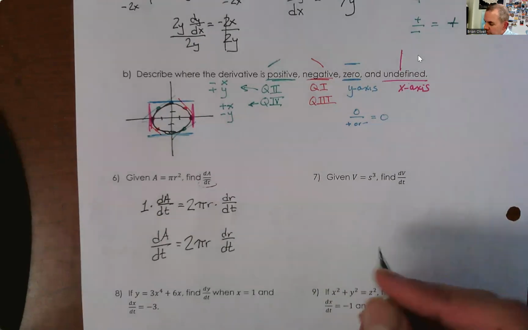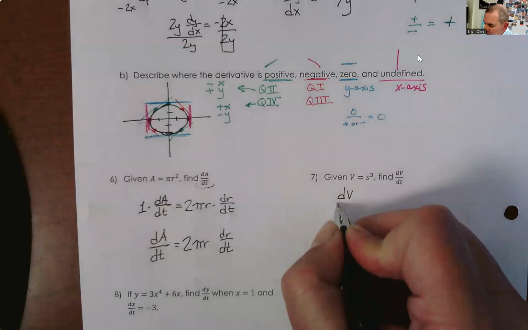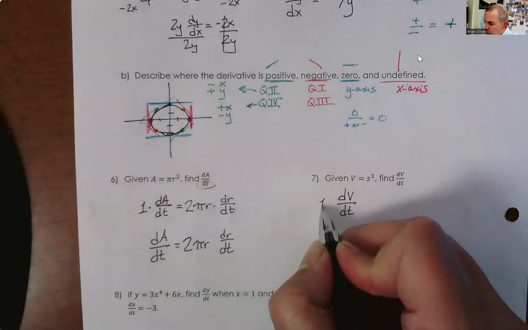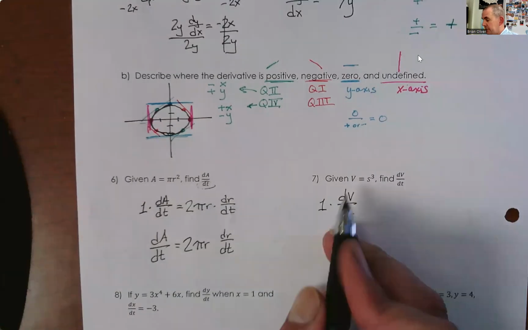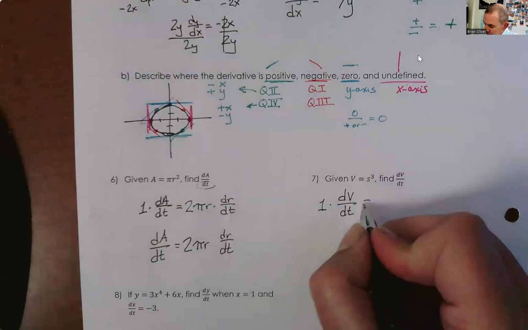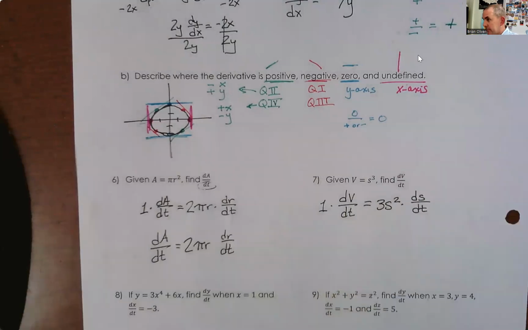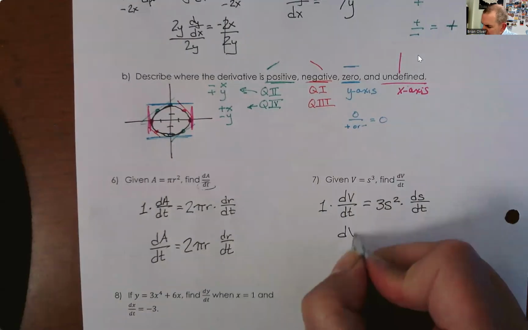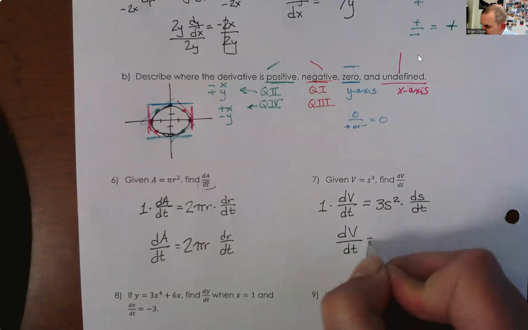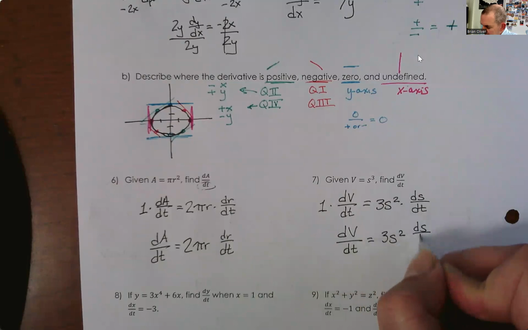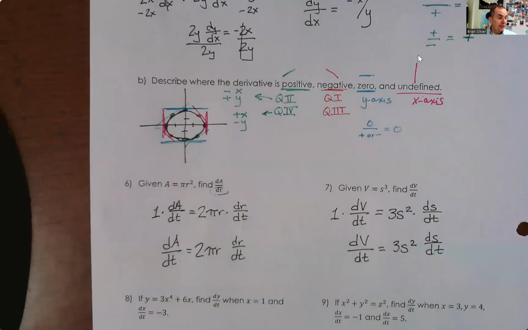And last but not least, this one, the derivative of V with respect to t. So the derivative of volume with respect to time, because it's 1 times dV/dt, the derivative of V, equals 3s squared times ds/dt. So our derivative of volume with respect to time is equal to 3 times the side squared times ds/dt. And that's what we did in class today.